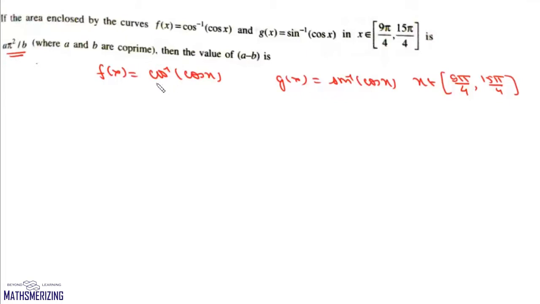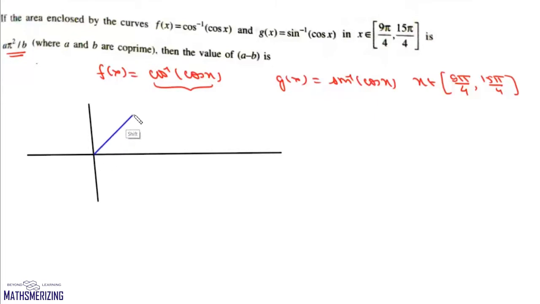Now this function cos inverse of cos x is a standard function and we know how to draw its graph. So we'll draw this graph. So this is 0, pi, 2 pi, 3 pi and 4 pi, and here this value is pi. This function is a periodic function with fundamental period 2 pi.